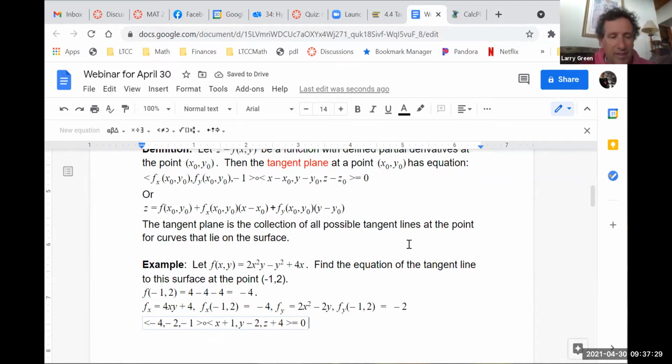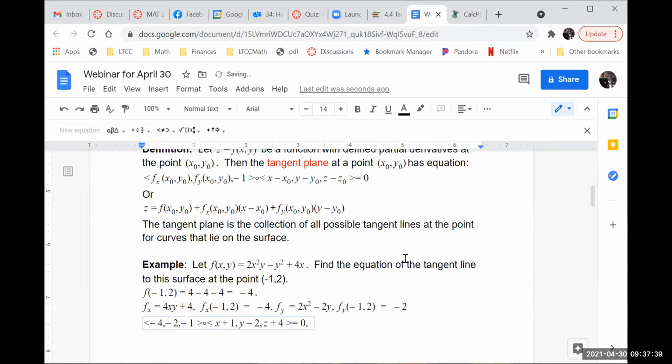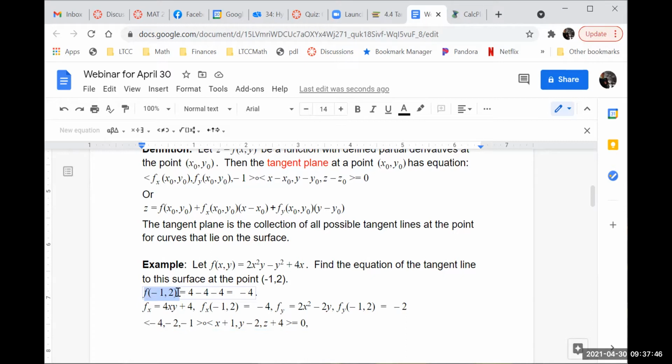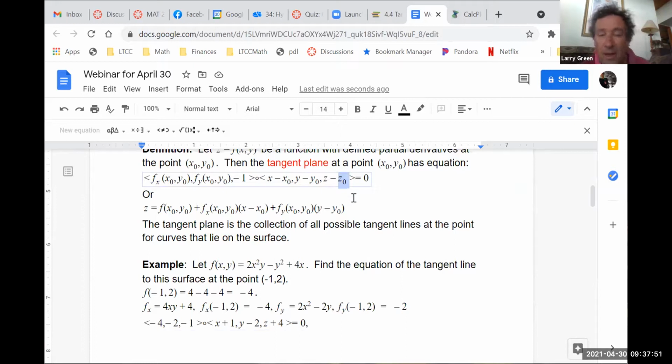Any questions on this example? Any questions? Wait, how did you get z naught? Z naught is just f of x naught, y naught. Oh, okay. Yeah, I wrote it this way because it just looks prettier. But you can write it as f of x naught, y naught if you want, but it's just messier. I think it looks prettier to say z minus z naught, doesn't it?